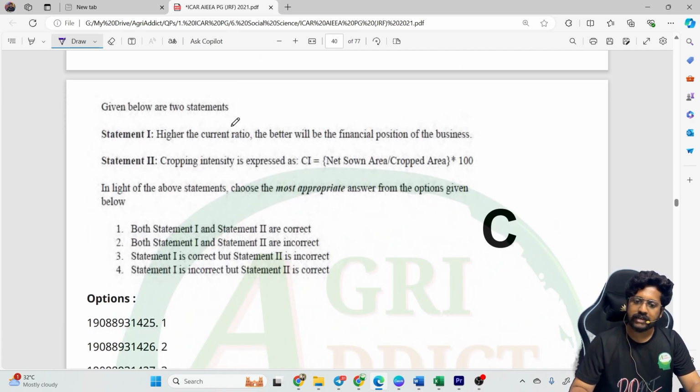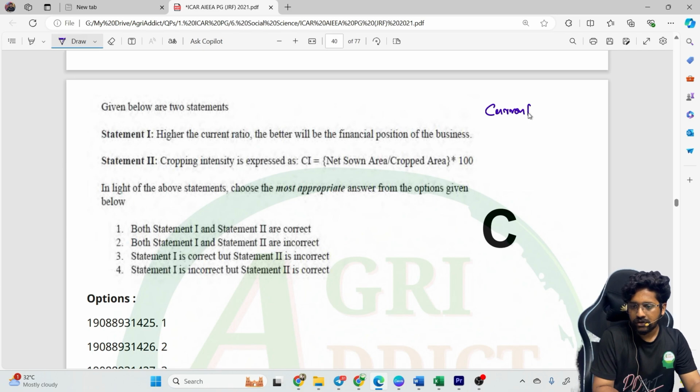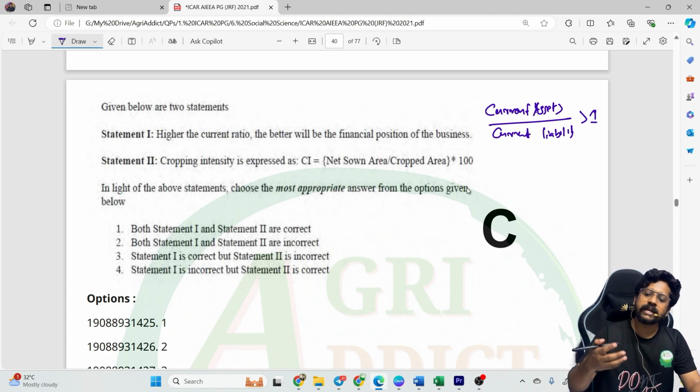Statement 1, higher the current ratio, the better will be the financial position of the business. Yes, because current ratio is the ratio of current assets divided by current liabilities. If it is greater than 1, we should understand that current assets is much greater than current liabilities. That is, the worth that we are having is much greater than the debt that we are having. So therefore it is a much better position. So higher the current ratio, we can say that the business or the firm is in a better financial position, right? So the statement 1 is correct.